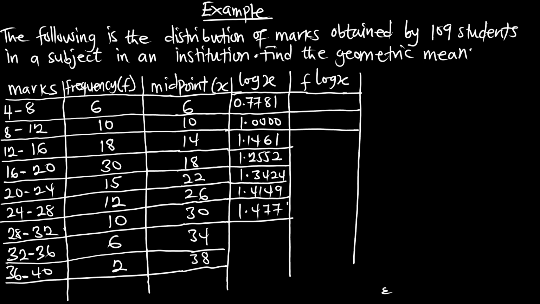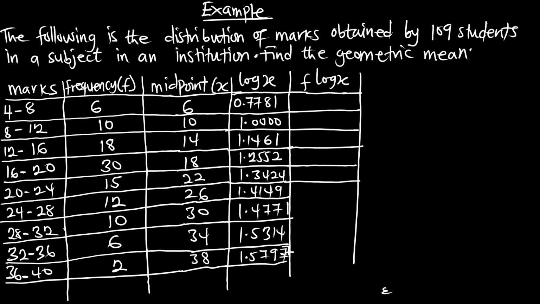Log of 30, 1.4771. Then log of 34, that is going to be 1.5. So let's write it well. You have to pay attention to all these details, because as you make mistakes, your answer is going to be altered. So this log of 38, that is going to give us 1.5797. Are we okay? So now what we have to do is multiply the frequency by the log x.